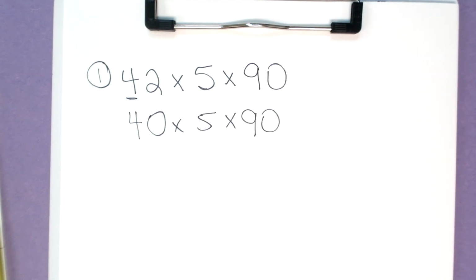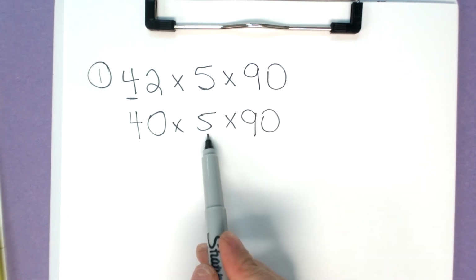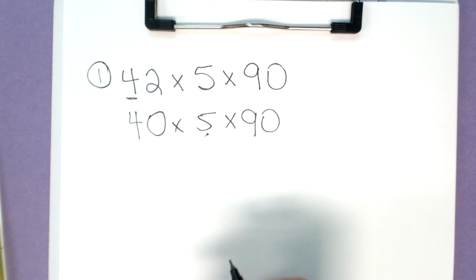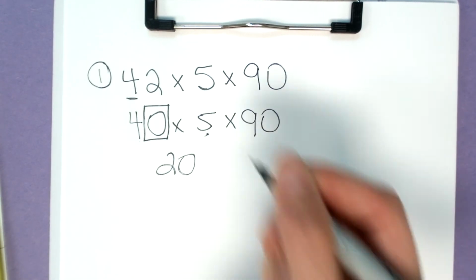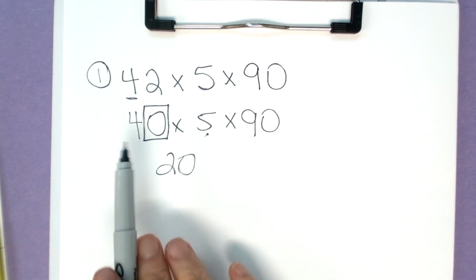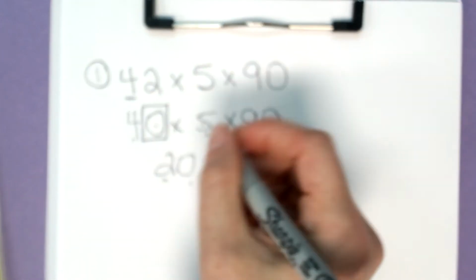Now for this one, you've got to find compatible numbers that kind of work so you can manipulate them in your head. But what's 4 times 5? 4 times 5 is 20. Remember this 0 right here. Don't leave it out. You've got to bring it on down, right? So 4 times 5 is 20, and then we've got 1 0.